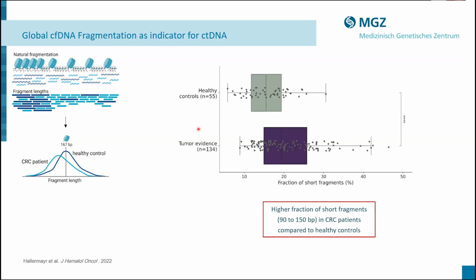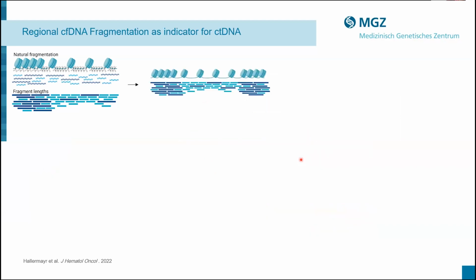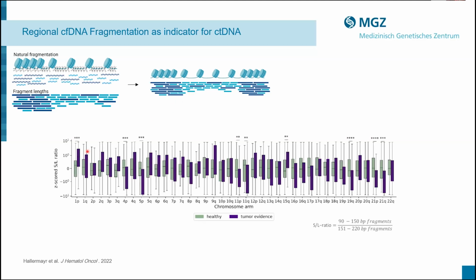Looking at the data of our initial study, we analyzed 55 healthy controls and 134 samples of colorectal cancer patients with tumor evidence. We observed, as you can see here quite nicely, a significant enrichment of short cfDNA fragments from 90 to 150 base pairs in colorectal cancer patients compared to the healthy controls. Then looking more deeply into the regional fragmentation, so actually looking at the chromosomal positions where I observe longer or shorter cfDNA fragments compared to healthy controls, we summarized it per chromosome arm here. In green we have the healthy controls, and in purple the samples collected from patients with tumor evidence.